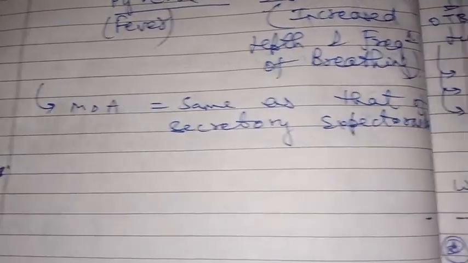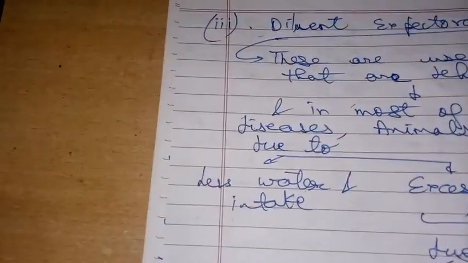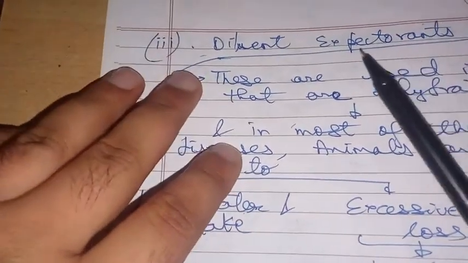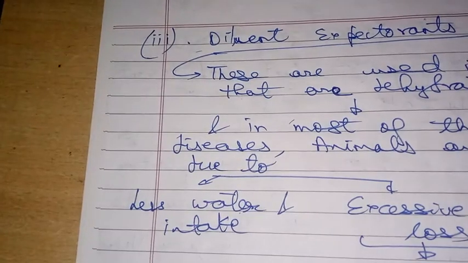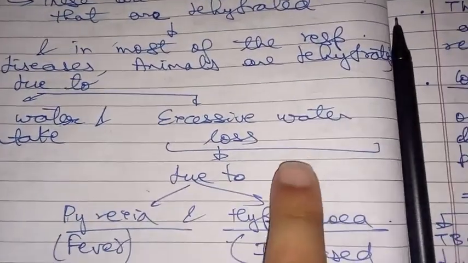Now, before moving ahead, we have studied different kinds of expectorants. There are 3 categories and 1 miscellaneous, so 4 categories of expectorants. So why do we need a diluent expectorant? This is because in most cases in which the animal is suffering from respiratory disease, there is a condition of dehydration. Why is the animal dehydrated? If an animal is suffering from respiratory disease, it will be dehydrated in most cases because there is less intake of water and there is excessive loss of water.